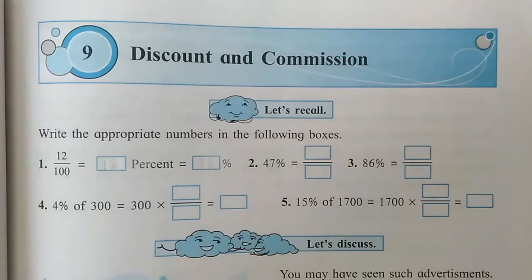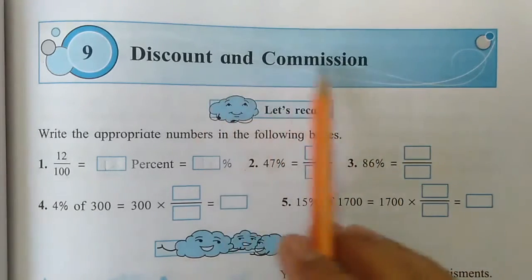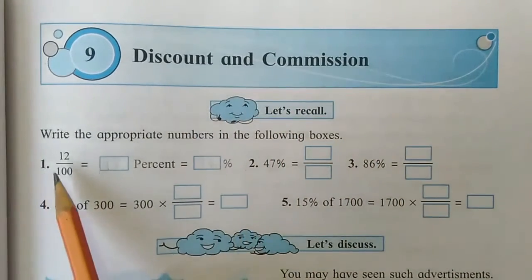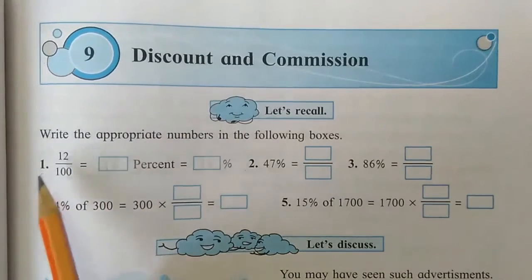In the previous video we have completed the 8th chapter. Now in this video we will start the 9th chapter, discount and commission. This chapter is based on profit, loss and percentage. So we'll just revise the percentage here.